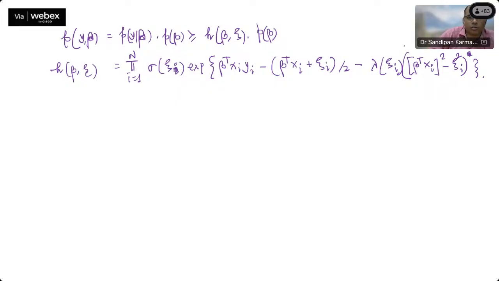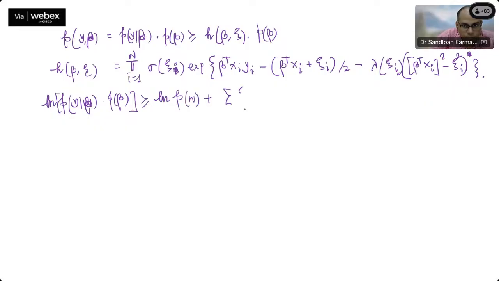Okay, so this is now my likelihood function, and this is a lower bound on the original sigmoid function. So now what will happen is that ln p of y given w multiplied by p of y given beta multiplied by p of beta is greater than or equal to ln p of w plus the summation of ln sigmoid xi I. So I am just using this particular expression here.